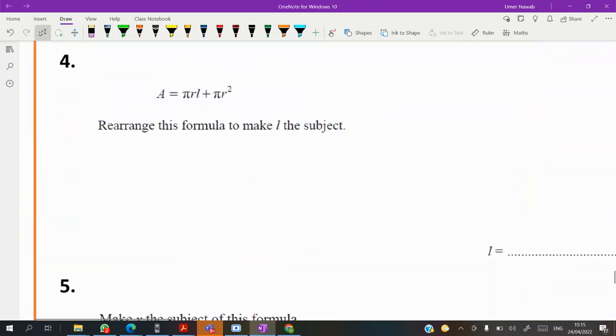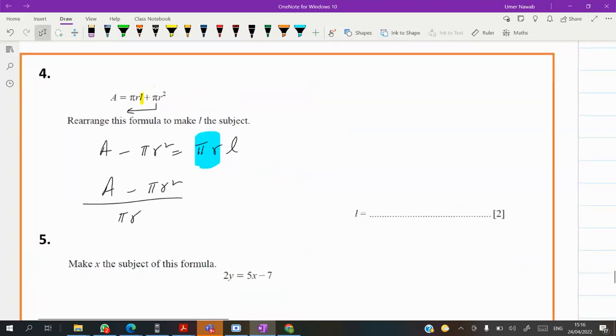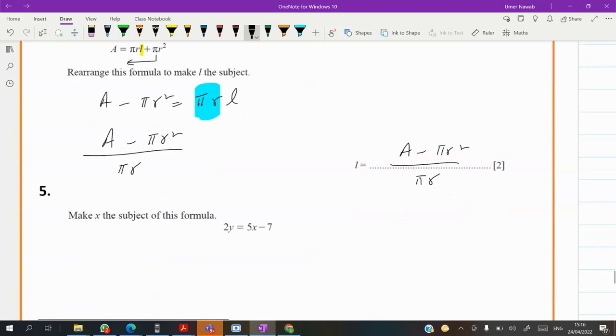Now in this case, I want to make L the subject. So the subject term is here. Send pi r squared to the left. So A minus pi r squared is equal to pi r L. Now pi r, they are multiplying. The opposite of multiplication is division. So I'm going to get A minus pi r squared over pi r. So my answer is A minus pi r squared over pi r.